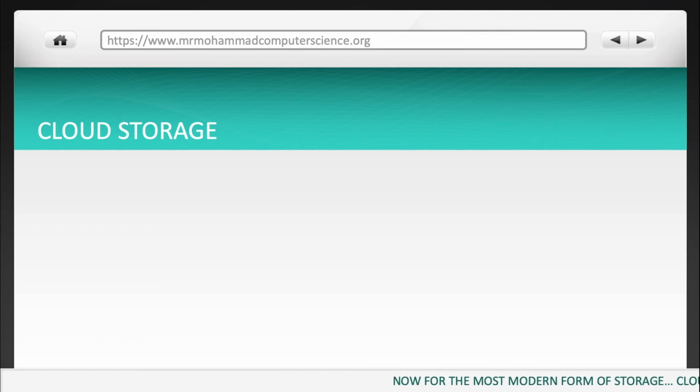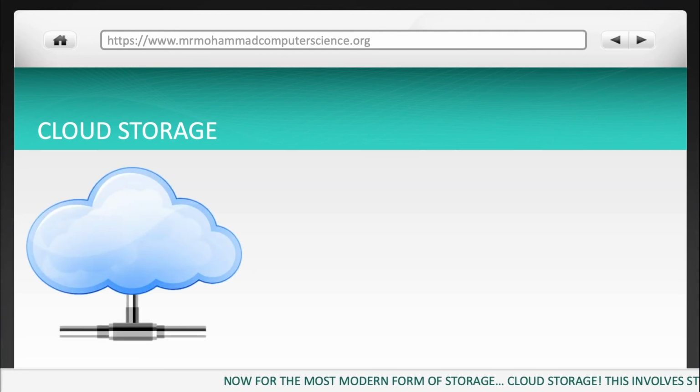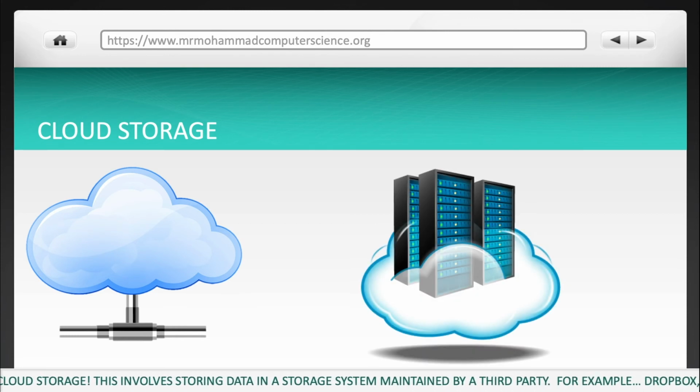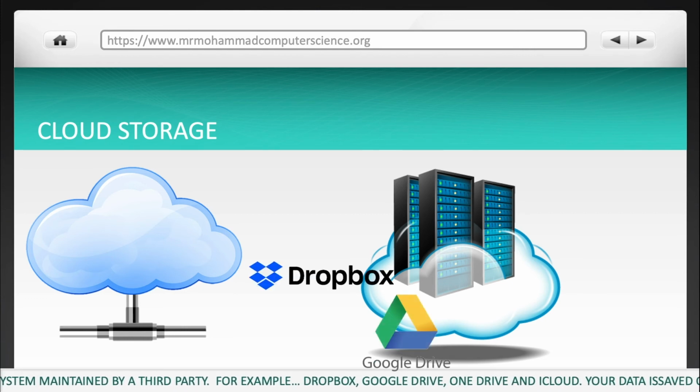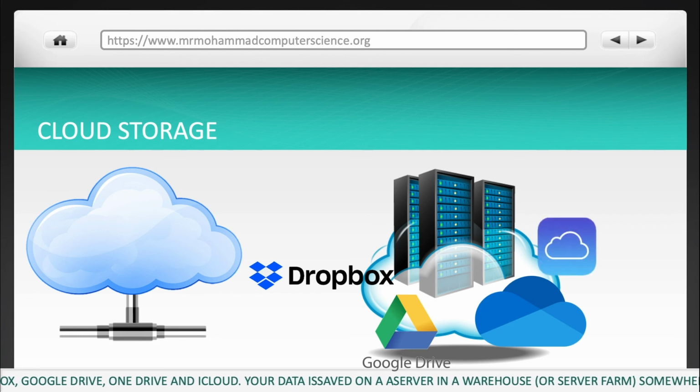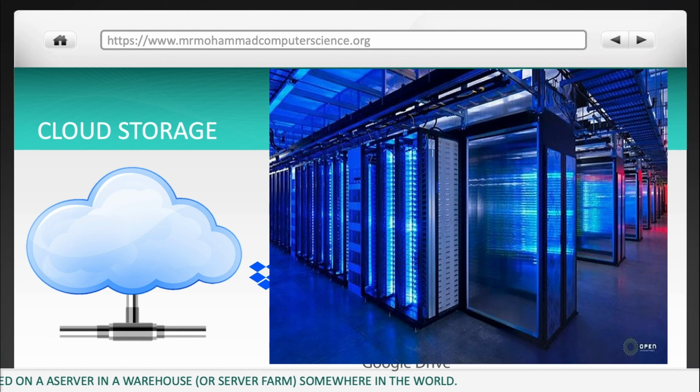Now for the most modern form of storage, cloud. This involves storing data in a storage system maintained by a third party. For example, Dropbox, Google Drive, OneDrive, and iCloud. Your data is saved on a server in a warehouse or a server farm somewhere in the world.